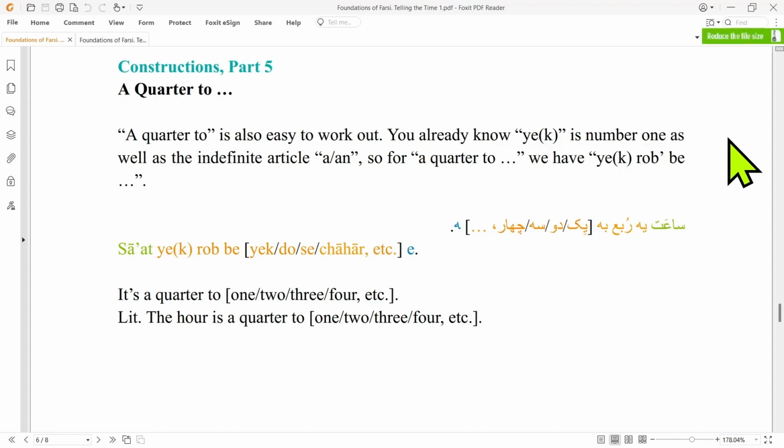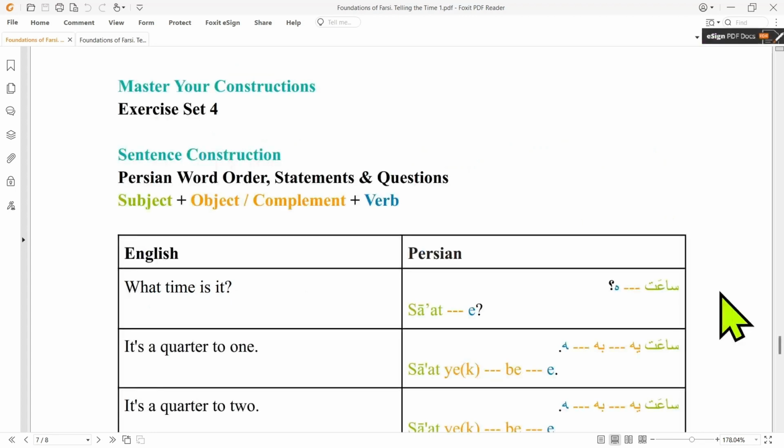A 1:45 is also easy to work out. You already know یک is number 1 as well as the indefinite article a or an. So for a 1:45, we have یک ربع به. Literally a quarter to 2. For example, ساعت 1:45 is it's a 1:45. And now the final round.